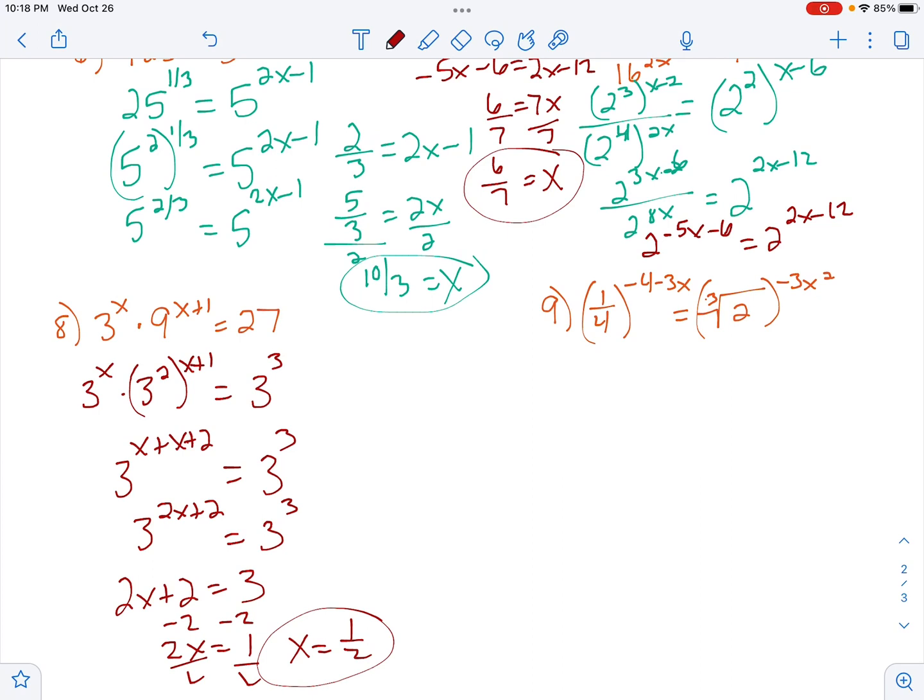Now look at number 9. Now this one's a little wonky, right? So first off, I have a fraction being taken to a power. So think about fractions. Those are our negative exponents. So I can simplify that. 2 squared is 4, so 2 to the negative 2 is going to give me 1/4.